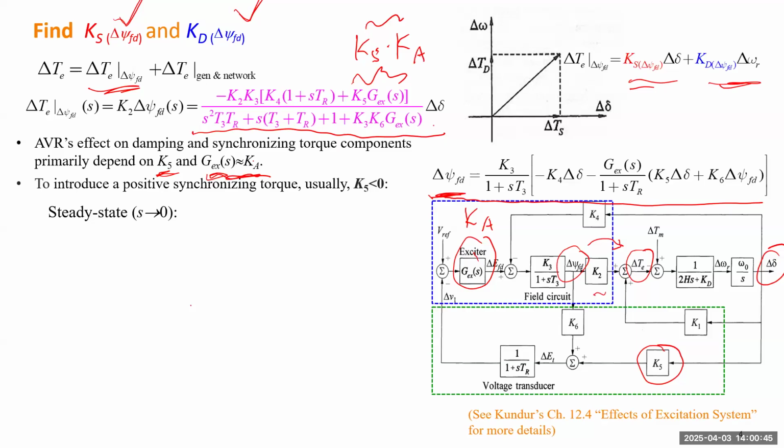So we can somehow figure out what value we need to use for Ka. K is the only thing we need to decide, because we need to make sure this entire transfer function in this pink color is positive, because we want to make sure the synchronizing torque is positive. But here there's a negative sign, which means we have to make those two negative. And because Ka cannot be negative, K5 has to be negative.